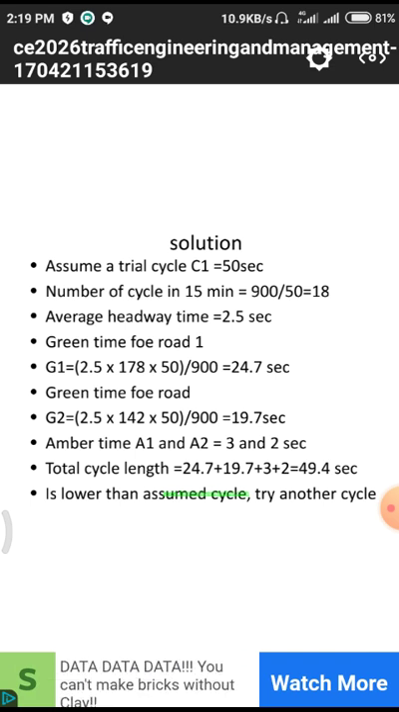Here we take a cycle period equal to 50 seconds, and we need to calculate the number of cycles within 15 minutes. Within 15 minutes we have a total of 900 seconds, so 900 divided by C1 gives us 18 cycles. Whether 18 is sufficient or not, we have to observe using these conditions.